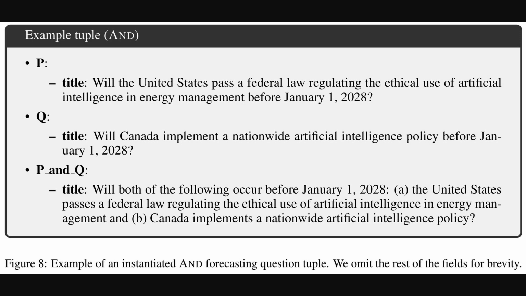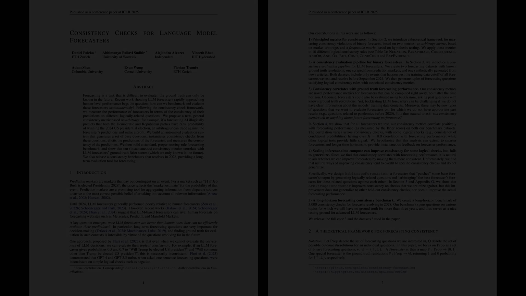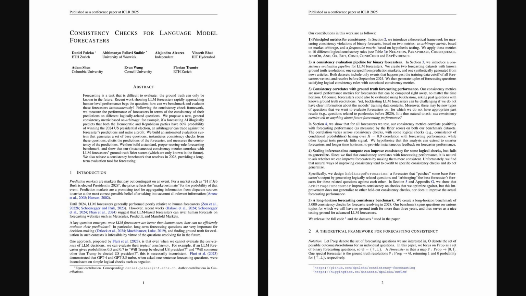Right, and to make this more concrete, this figure gives us an actual example of one of those question tuples, specifically for the AND logical check. You see 3 related questions here. P asks about a US AI law, Q about a Canadian AI policy, both before January 1st, 2028. Then P_and_Q asks if both will happen. This illustrates how the system groups questions together to apply those logical consistency conditions we saw earlier. So seeing that concrete example helps tie it all together.